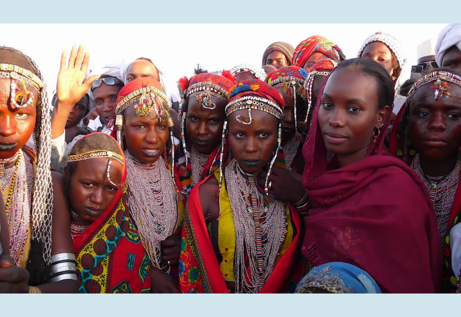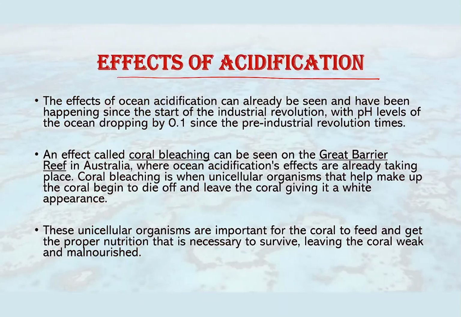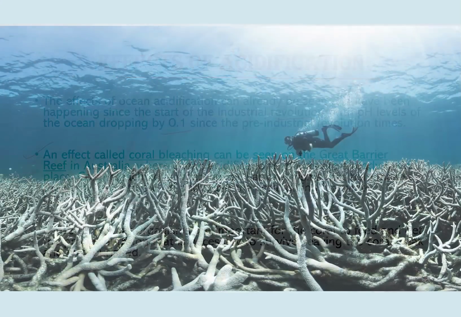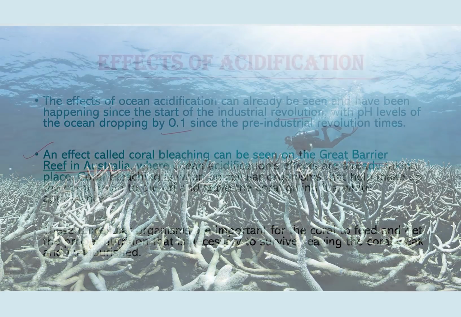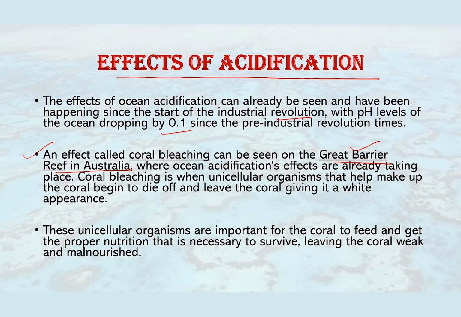Now let's talk about the effects of acidification. The effects of ocean acidification can already be seen and have been happening since the start of the industrial revolution, as the pH levels of the ocean have dropped by 0.1. An effect called coral bleaching, as I already told you, can be seen in the Great Barrier Reef in Australia. It is the largest coral reef formation, where ocean acidification effects are already taking place.